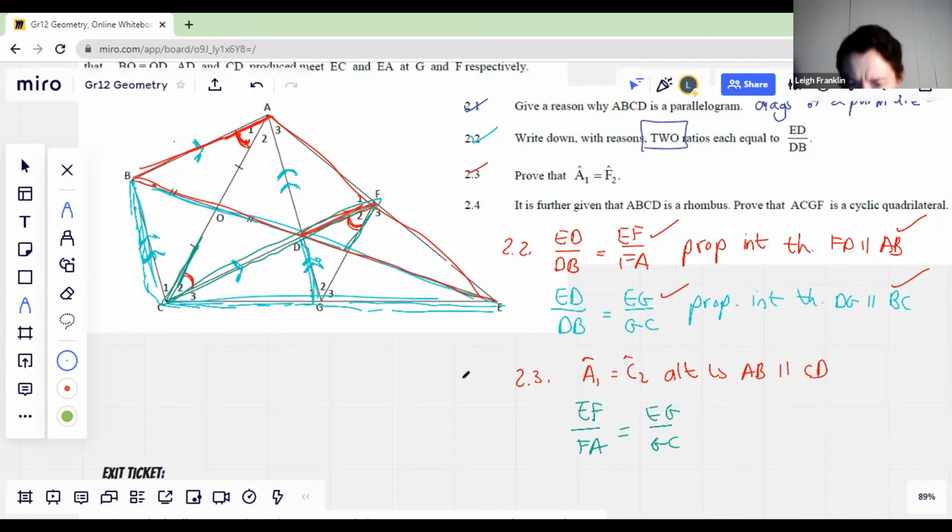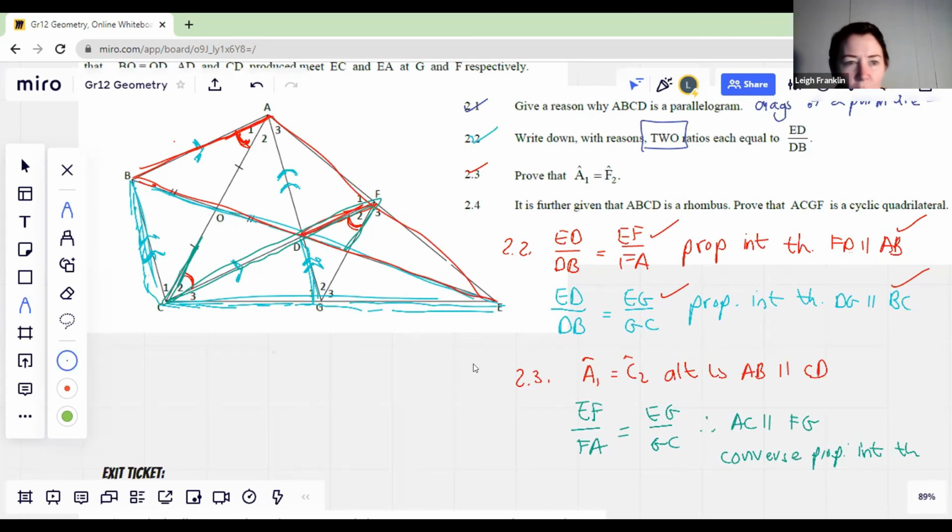Sorry, EG over GC. All right. So if I've shown that the sides are in proportion, it means that the lines must be parallel. So therefore, AC is parallel to FG. Reason? Converse proportionality intercept theorem.